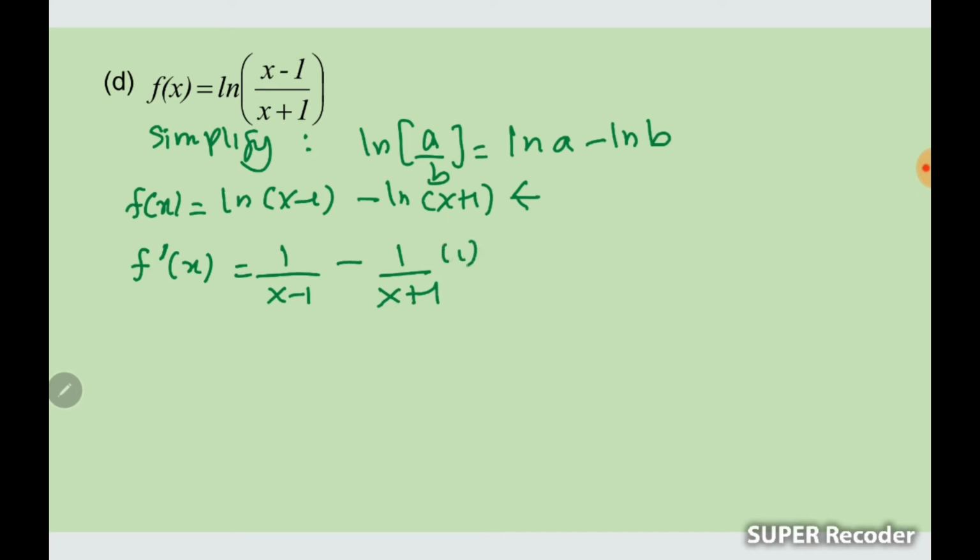Differentiate x, it is 1. You don't have to write 1 actually. So you need to simplify. You cannot leave the answer like this. So how to simplify?